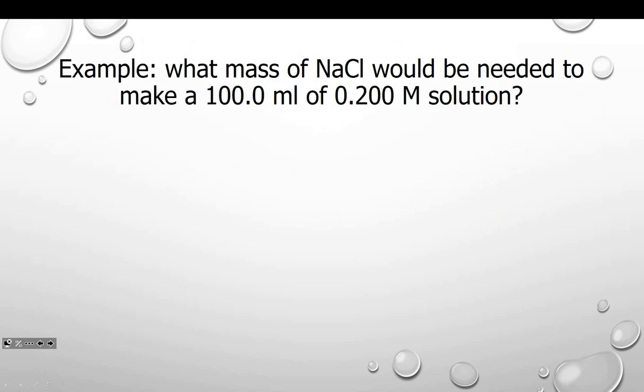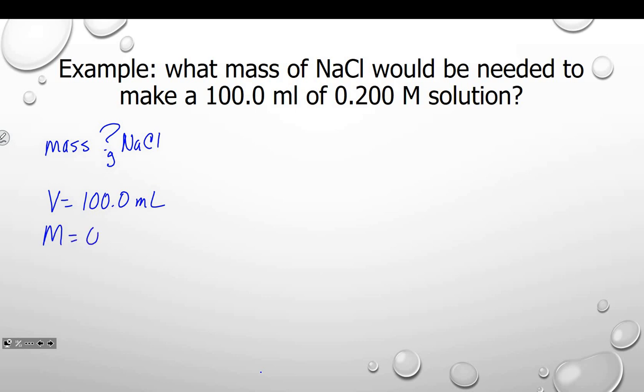Okay, now we're asking what mass. So we're going a little bit different. So this time it wants to know the mass. What is the mass of NaCl? So when it asks mass, it's asking grams. How much would I weigh out? Would be needed to make volume 100.0 milliliters of a molarity solution of 0.200 molar NaCl.